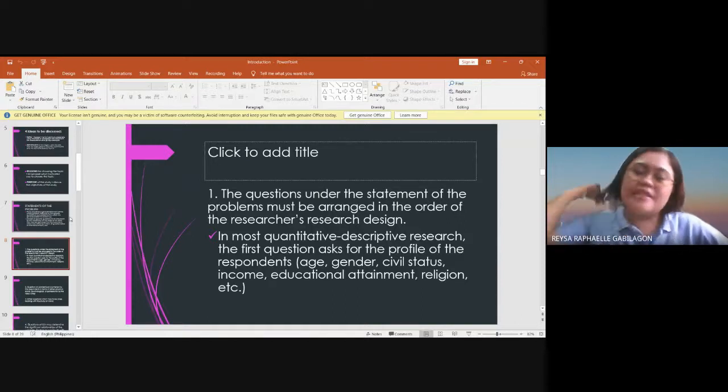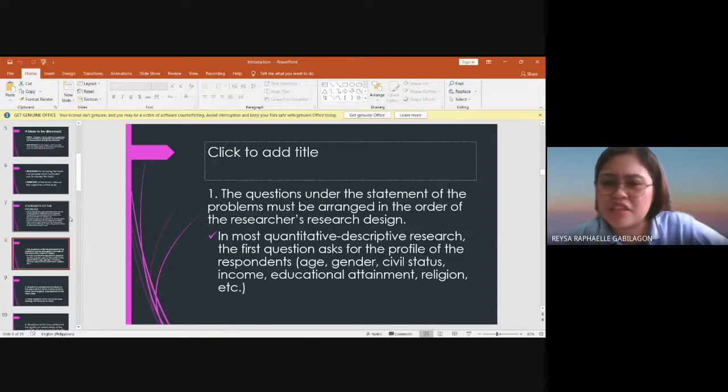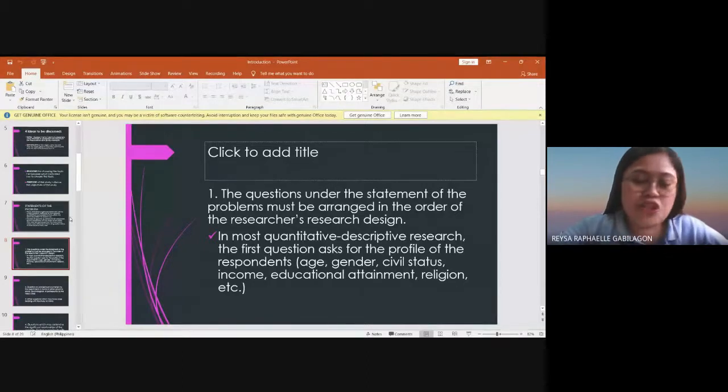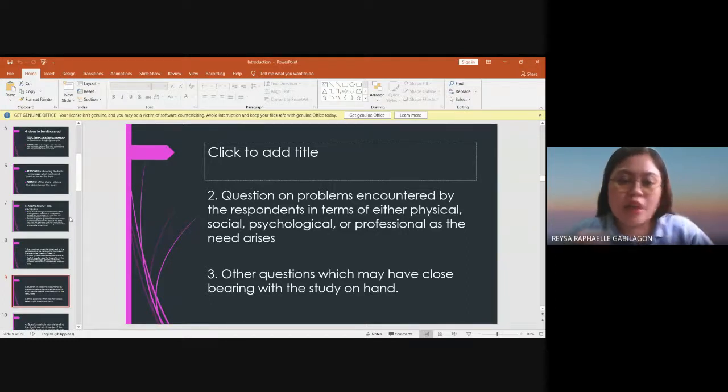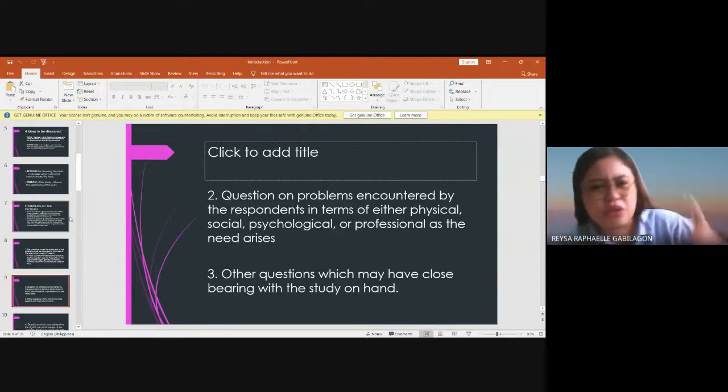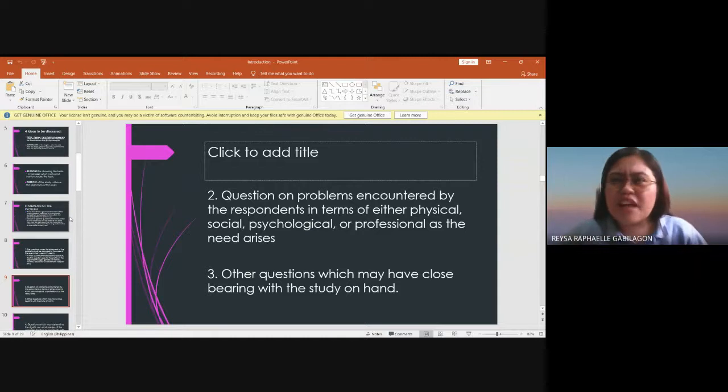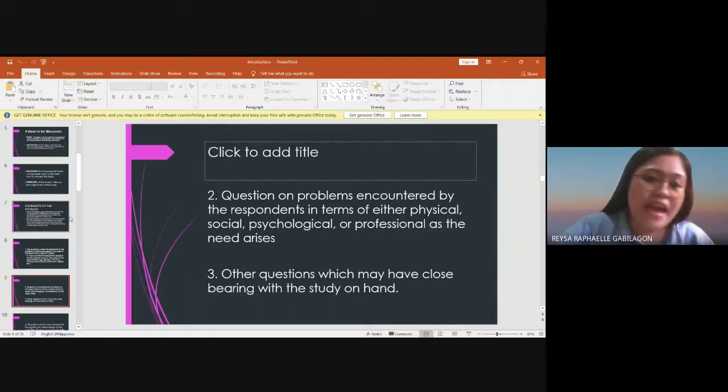You have to assess kung ano ba yung kailangan natin i-establish, ang gender, ang age, or ang educational attainment. So again, it's the decision of the researcher. And then aside from the demographic profile, syempre, we will be including questions that are necessary for us to answer the objective or the purpose of our study. So mga questions encountered by our respondents in terms sa physical, social, psychological, or professional, depende sa kailangan din ng study ninyo. And other questions which may have close bearing with the study on hand.